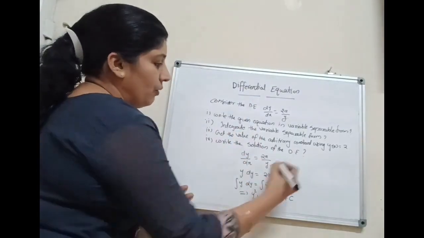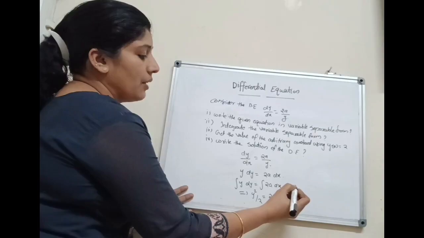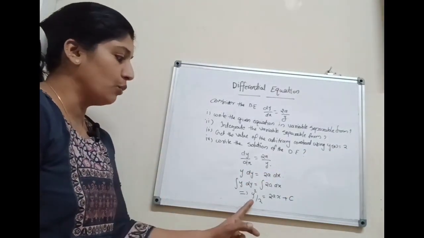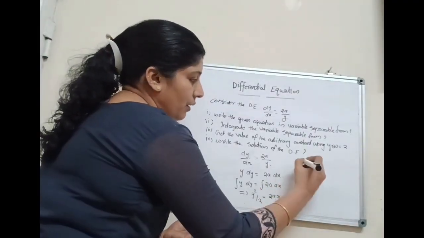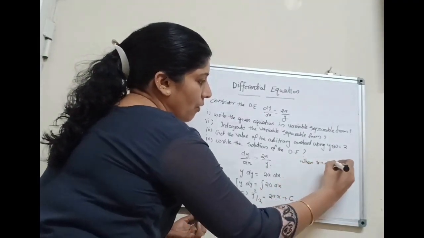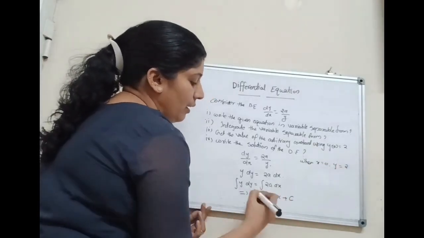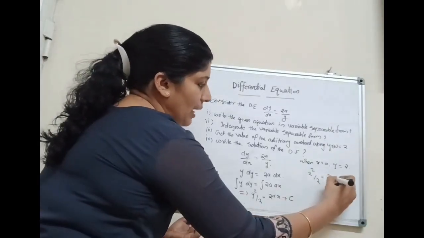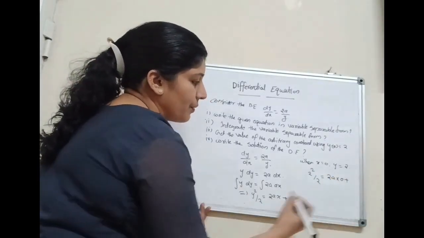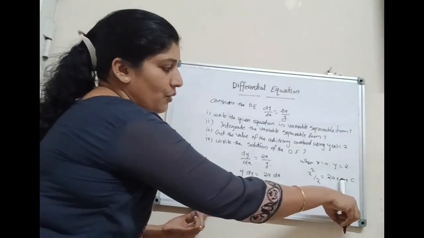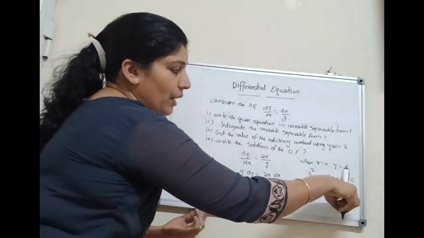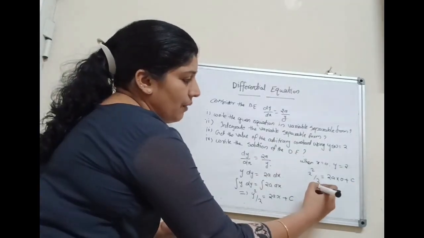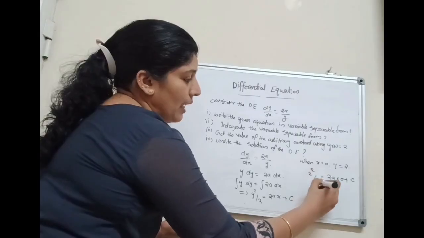Next, the third condition. What is the third condition? Get the value of the arbitrary constant. Here we have to find the value of constant c when x equals 0 and the y value is 2. Substituting y equal to 2, that is 2 square by 2 equals 2a into 0 plus c. That is the given condition, y of 0 equal to 2. That implies, what is the value of c? The 2 cancel. Therefore, c is equal to 2.